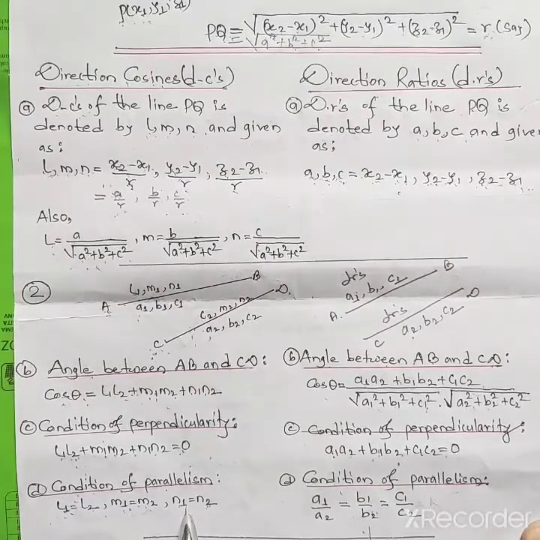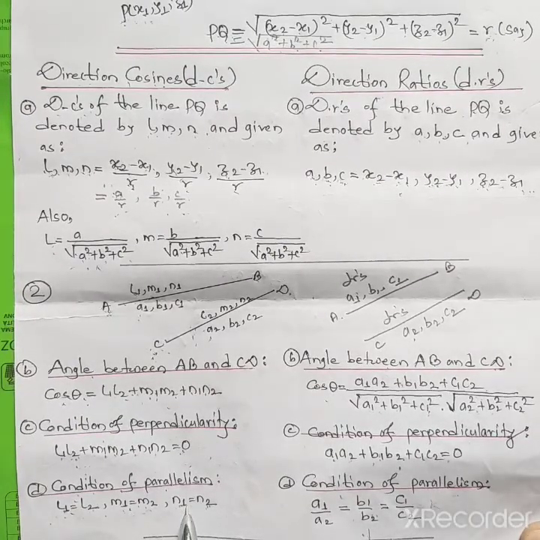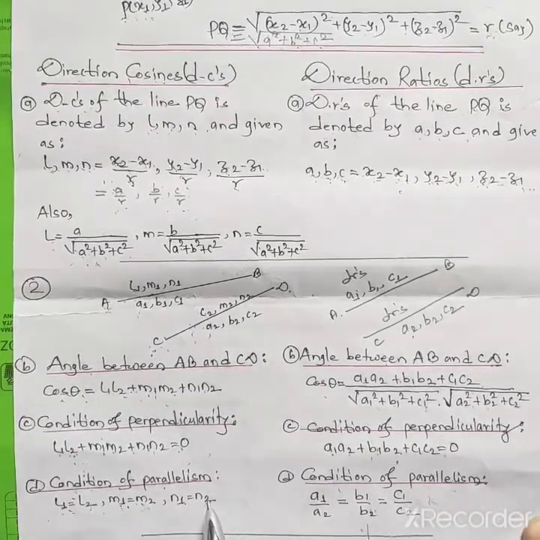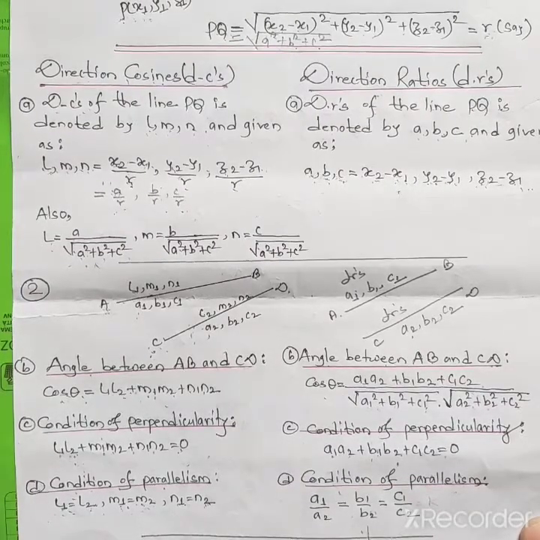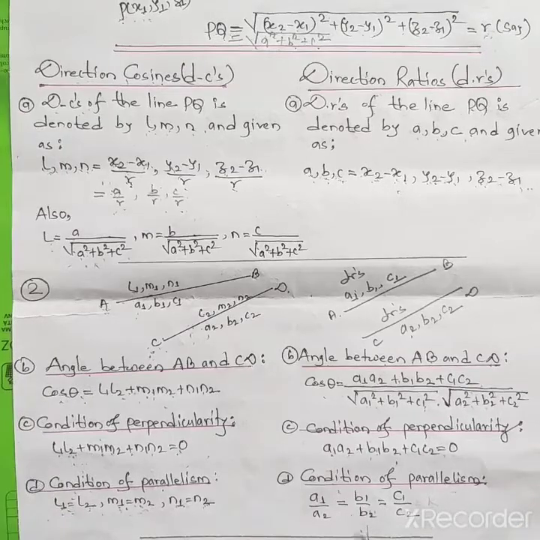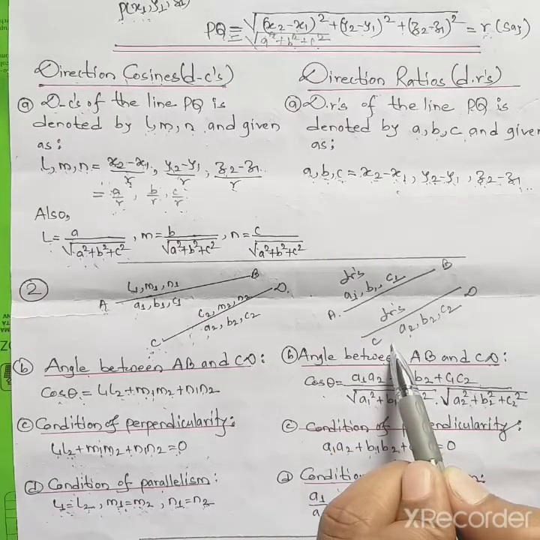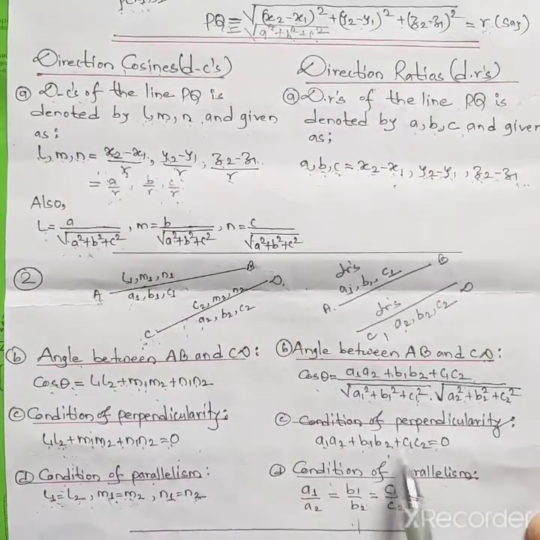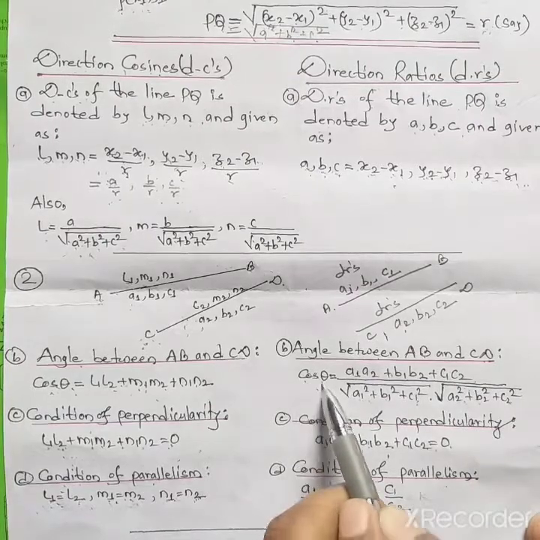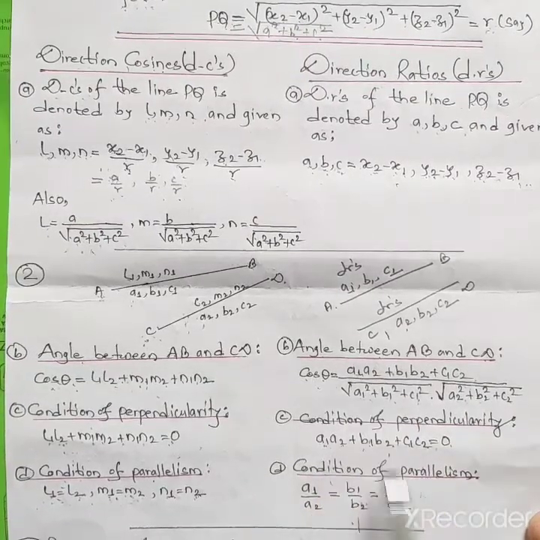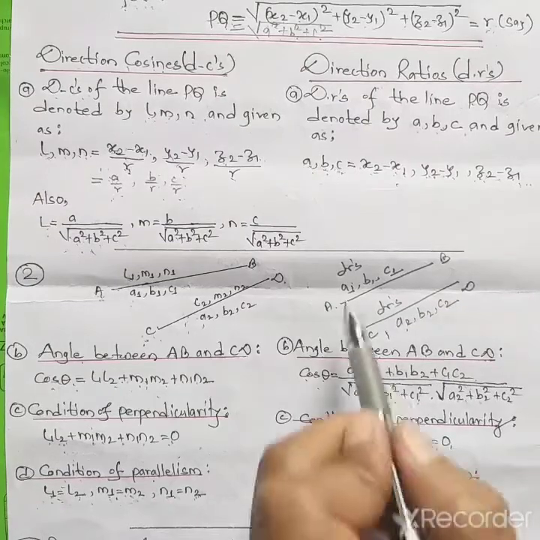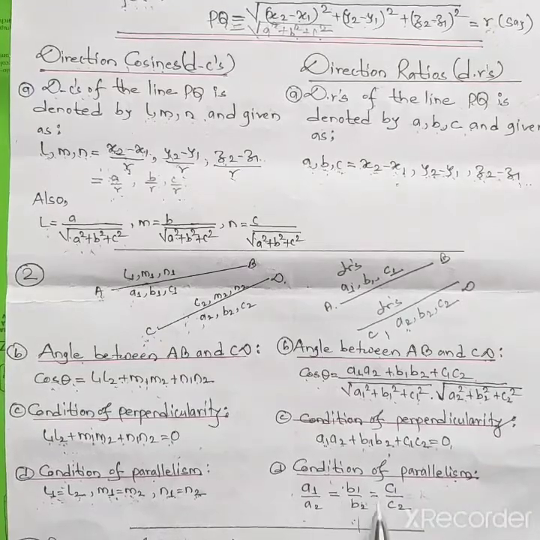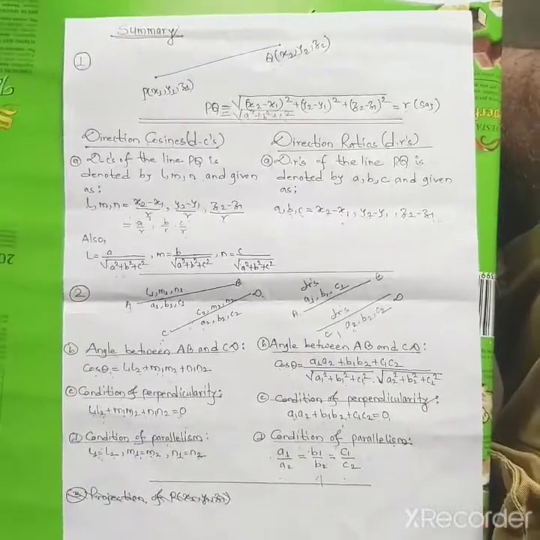And don't forget that direction cosines of parallel line segments are unique. That's why l1 equals l2, m1 equals m2, and n1 equals n2. There is a proof of this as well, but that's not necessary for you. Only this relation is important. Similarly, if direction ratios are given, the condition of perpendicularity is a1 a2 plus b1 b2 plus c1 c2 equals 0, because cos 90 is 0 and the numerator becomes 0. So the numerator equal to 0 is the condition of perpendicularity. And whenever direction ratios of any two lines are given, the condition of parallelism is a1 upon a2 equals b1 upon b2 equals c1 upon c2. Okay, you can take a screenshot if you need it.